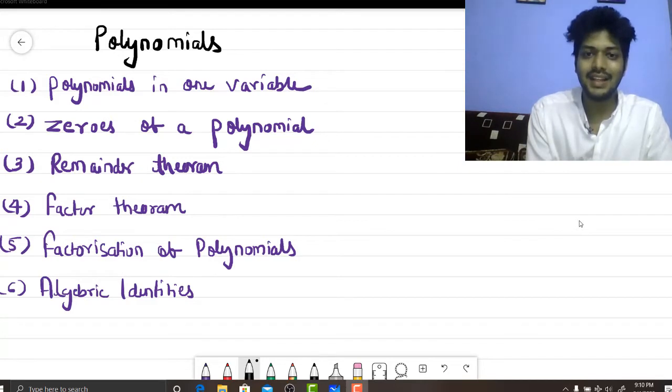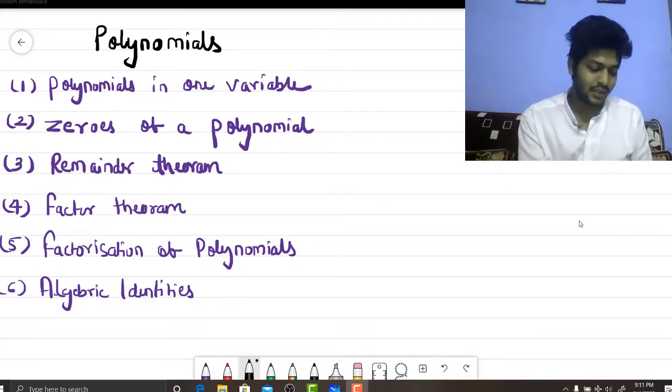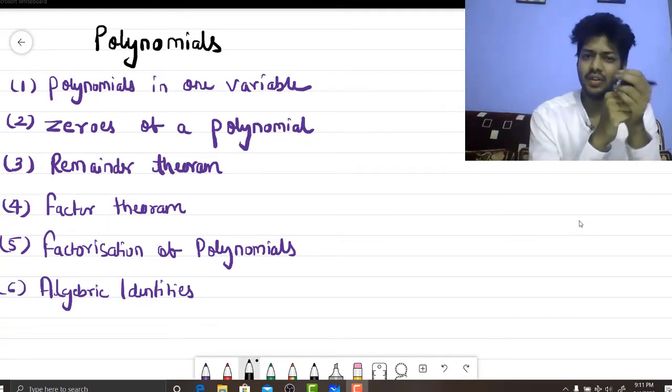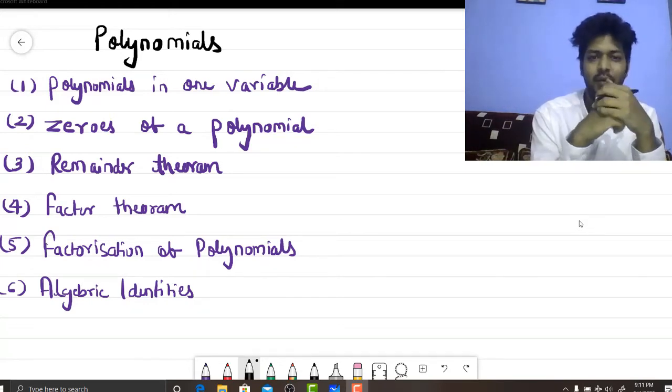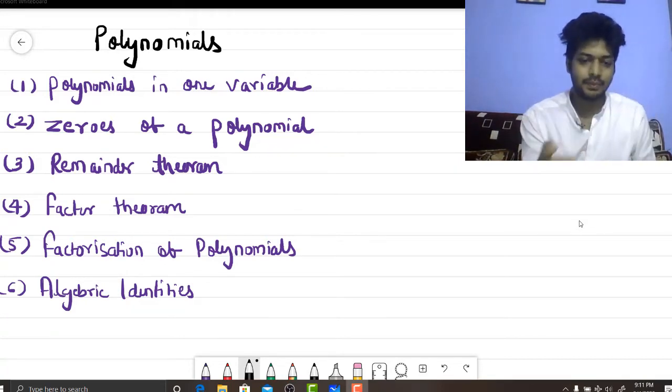My name is Nikhil and today we are going to start another interesting topic of the Polynomials chapter, which is called Zeros of a Polynomial. In the last session, we discussed the introduction of polynomials and did some questions on degree, and the general form of a quadratic polynomial, cubic polynomial and so on. So, particularly in this session, we'll be dealing with the topic zeros of a polynomial.